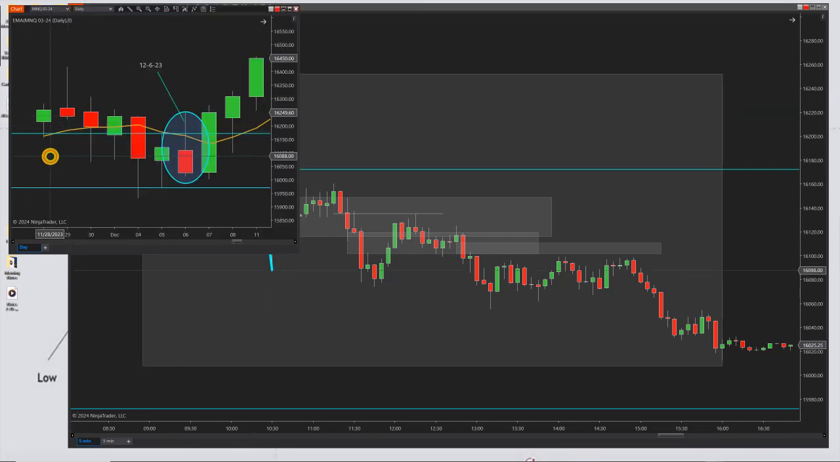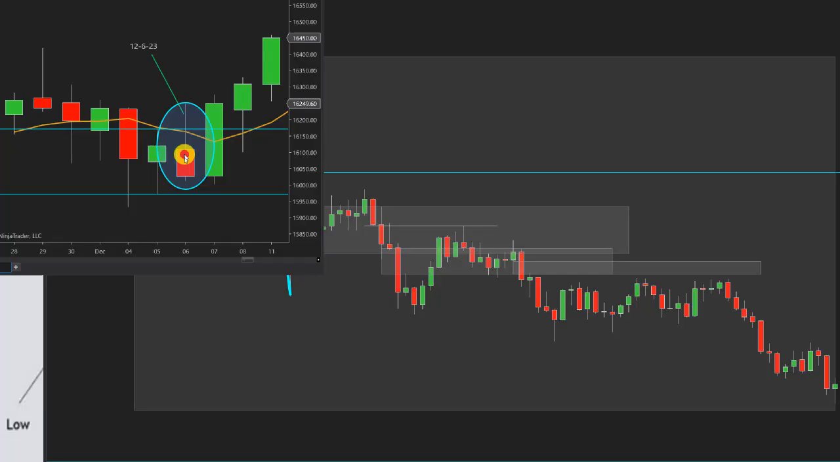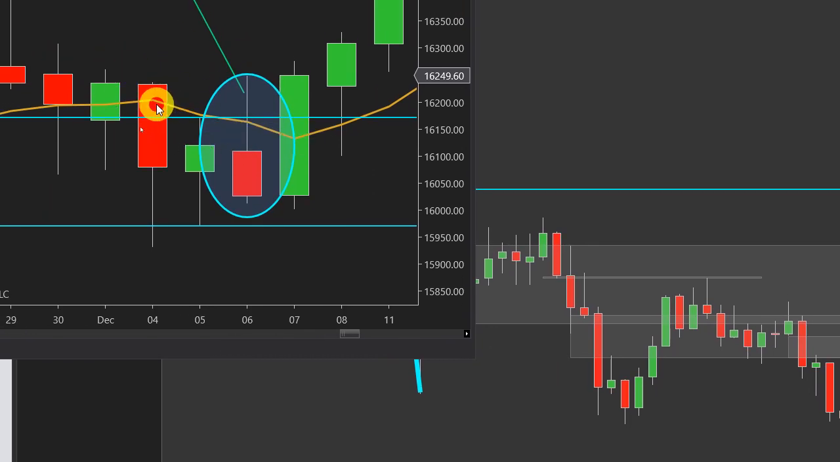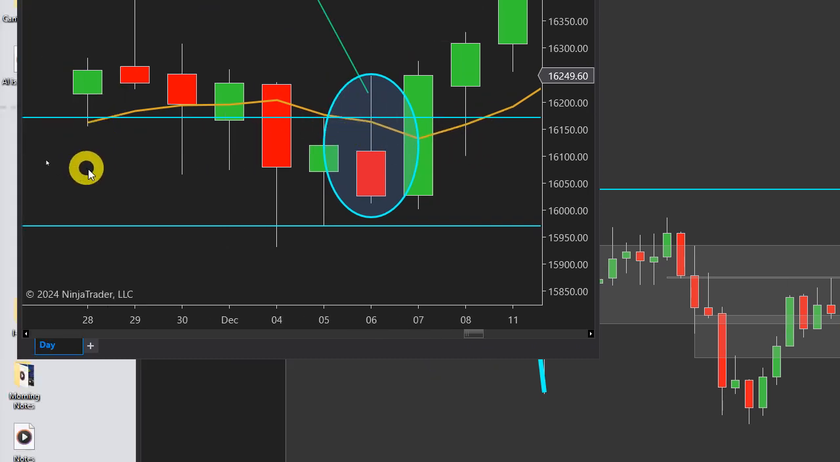All right, next day for back testing is December 6th, right here. It is, again, under the 8. The 8 is coming down, the 8 exponential moving average. And then we marked out the high and lows of the previous day. That's what these white lines are.